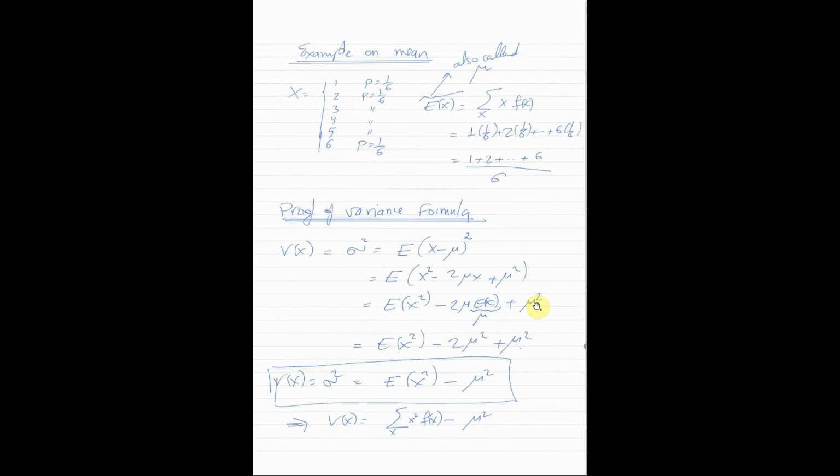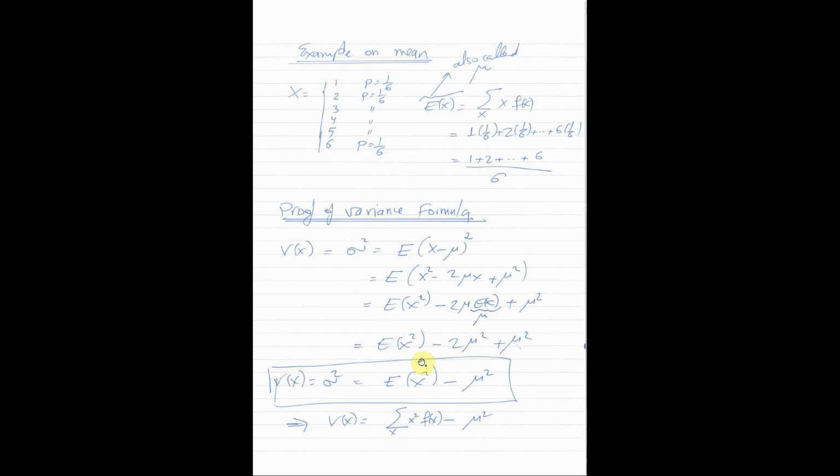Let me rewrite this equation. Expected value of X square as it is, minus 2 mu square, plus mu square as it is. Now we can combine these two terms. Minus 2 mu square plus mu square is minus mu square. Do you see this equivalent form? So the variance of X can be calculated as the expected value of X square minus mu square.